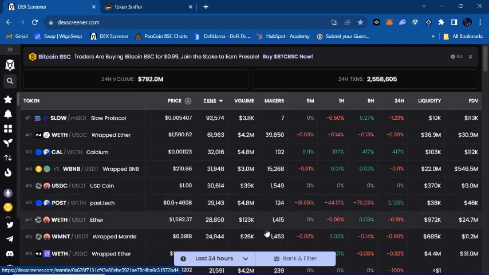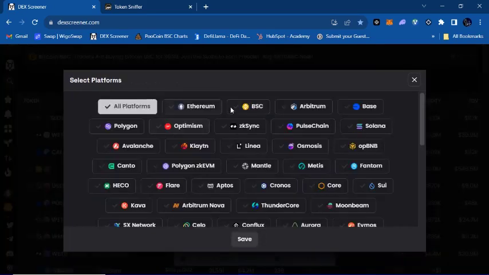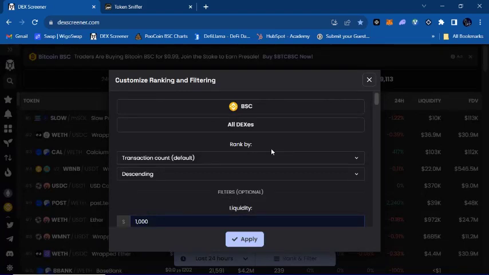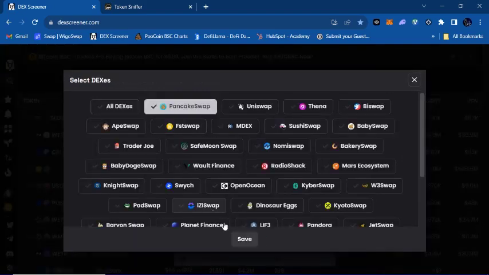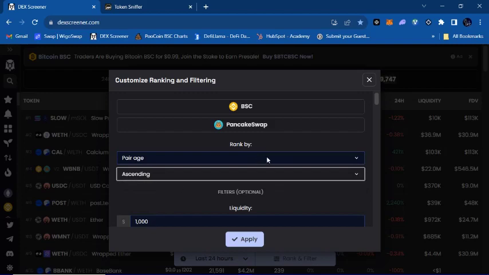So with the first method, with the time being in the last 24 hours, you would go to filter. In the filter on all platforms, let's say I'll choose BSC. The reason why I chose BSC is because, just like DEGEN, it's the easiest platform to DEGEN into due to the transaction fees. So for the DEX, I'll choose the most popular DEX, PancakeSwap. Then the ranking, we're doing by pair age, in ascending order.